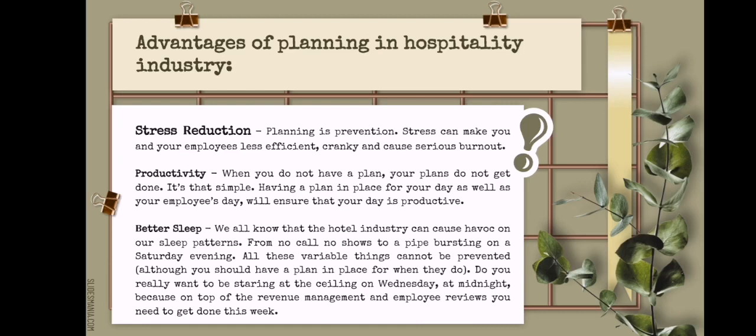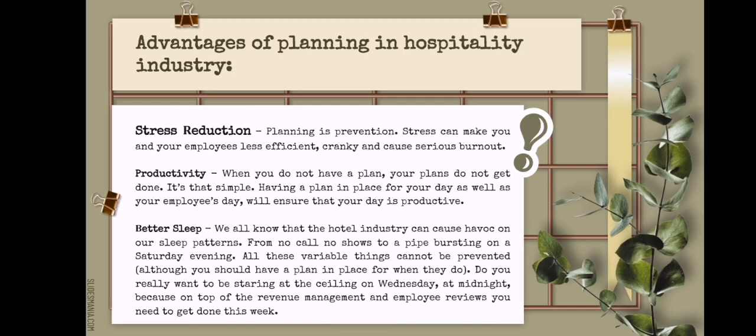So here are the advantages of planning in the hospitality industry. First is stress reduction. Planning is prevention. Stress can make you and your employees less efficient, cranky, and cause serious burnout. So if magplano jud ka ahead of time or days, weeks, or months, mawala jud nimong stress if magplan na kadaan o na kay hunahon sunod adlaw or the next day or the next month.